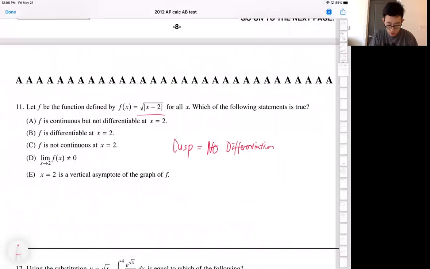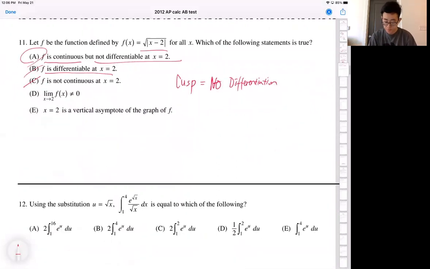So at x equals 2, it's certainly continuous. Is f differentiable at x equals 2? That's certainly not true. f is continuous but not differentiable. That's what you want to say, because certainly it is continuous. You can draw the graph from left to right without letting go of your pencil, but you cannot differentiate that.